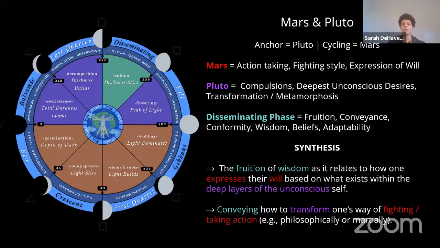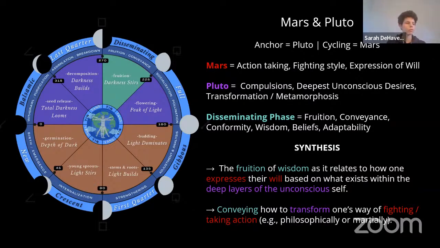Mars and Pluto disseminating phase. We've got two brief examples here to describe how that could look. Remember, fruition, conveyance, conformity, wisdom, beliefs, and adaptability are the keywords we've chosen to describe this phase for this class. Synthesis could look like this: the fruition of wisdom as it relates to how one expresses their will based on what exists within the deep layers of the unconscious self.